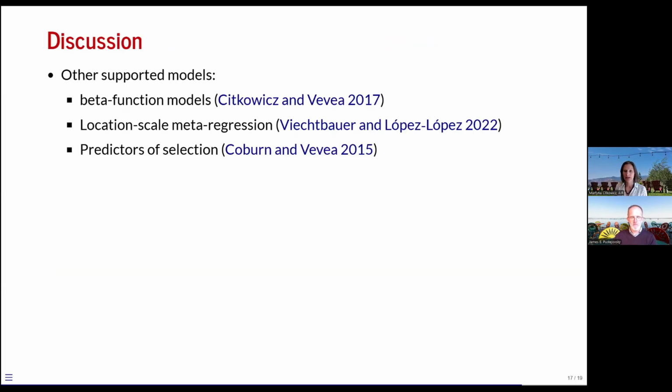Although I covered only how to estimate the step function selection model so far through our examples, our package also supports other models. These include the beta function selection model that uses the beta density to model the selection process, originally proposed by myself and Dr. Megha in 2017. The location scale meta-regression model proposed by Viechtbauer and Lopez in 2022. And an extension of the predictors of selection model proposed by Coburn and Vevea in 2015, which allows for models where the selection parameters can vary by study characteristics.